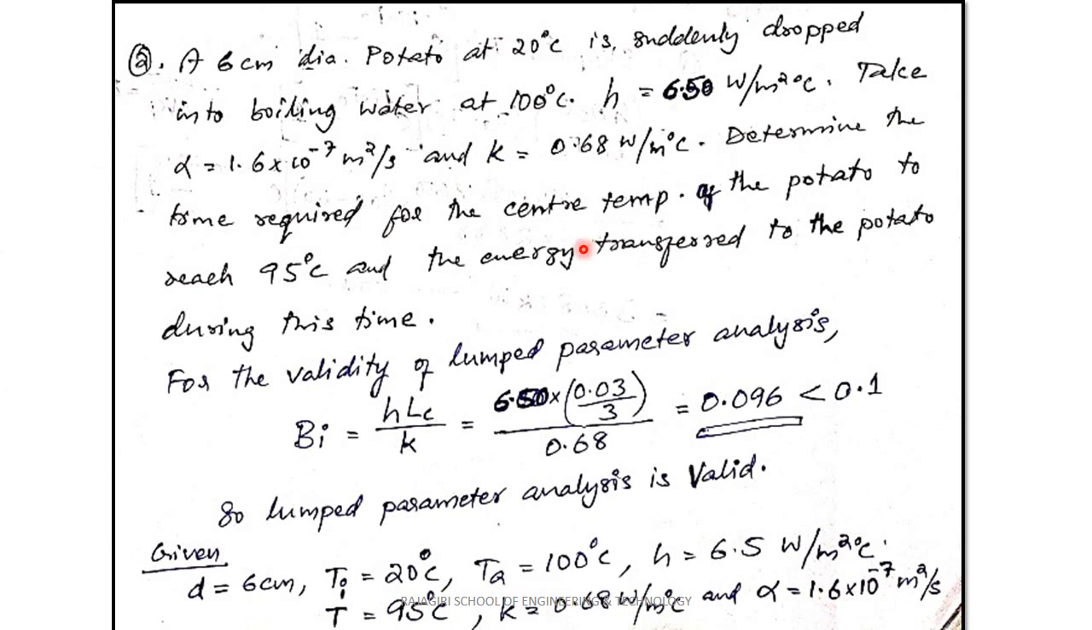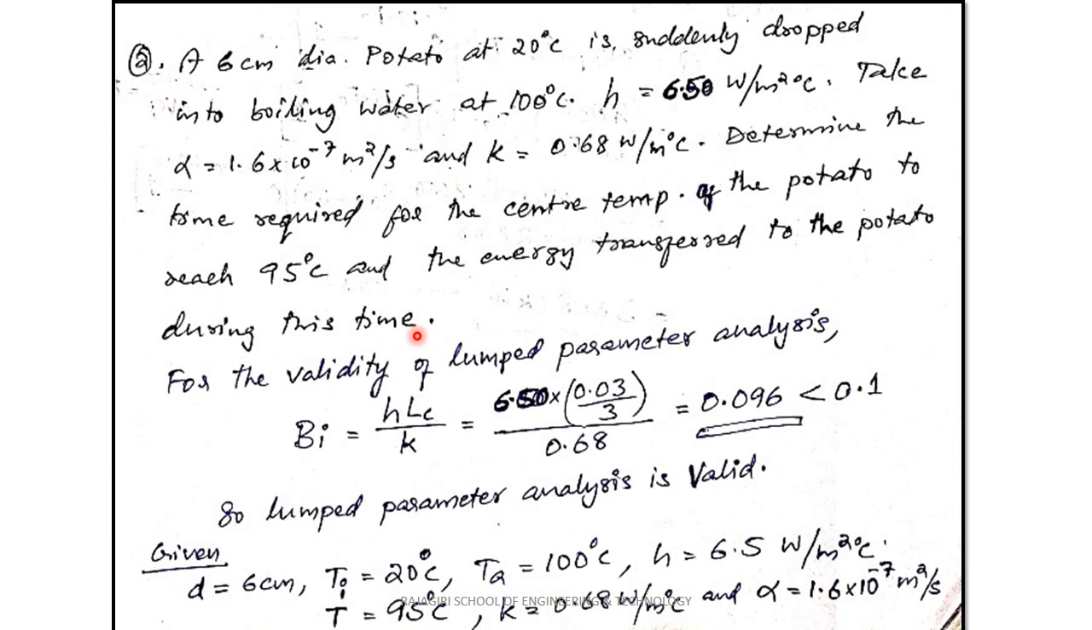Now we will discuss another problem. A 6 centimeter diameter potato, which is also approximated as a spherical body, initially at 20 degrees Celsius, is suddenly dropped into boiling water at 100 degrees Celsius. The heat transfer coefficient h is equal to 6.5 watt per meter square degree Celsius. Take alpha equal to 1.6 into 10 raised to minus 7 meter square per second, which is the thermal diffusivity, and the thermal conductivity equal to 0.68 watts per meter degree Celsius. Determine the time required for the center temperature of the potato to reach 95 degrees Celsius and the energy transferred to the potato during this time.